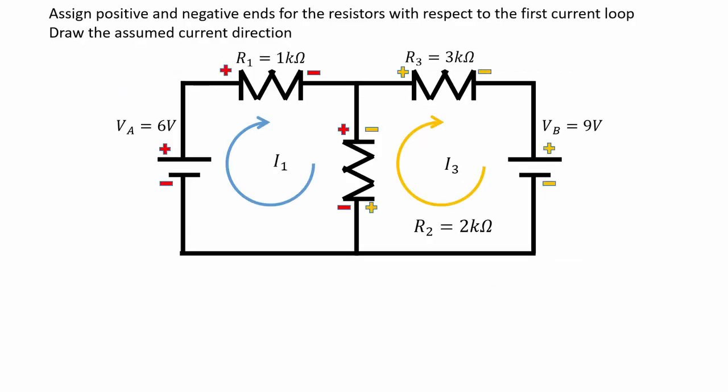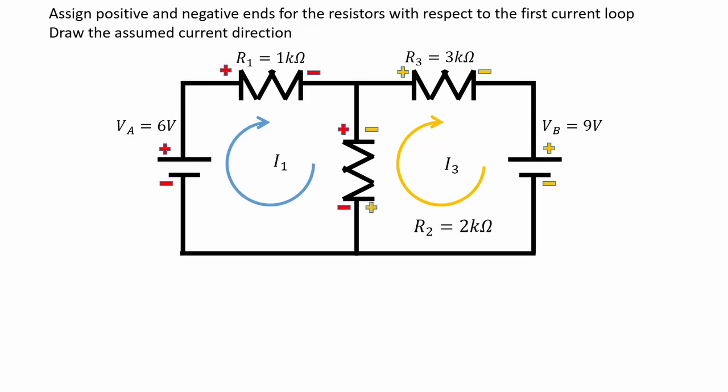We first assign the positive and negative ends for the resistors. The signs for the voltage sources are unaltered since they are already correct. Similarly, we draw the assumed current flow for each mesh. Here the first mesh has a current of I2 and the second mesh is for current 3.